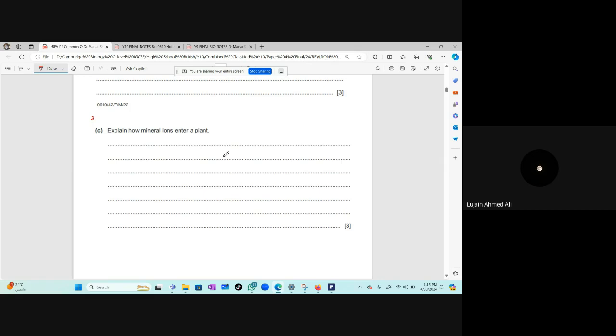How do mineral ions enter a plant? By active transport. Very good. This is an indirect question. They can ask you what is active transport. They can ask you to compare between active transport and diffusion, but always active transport is part of the question.